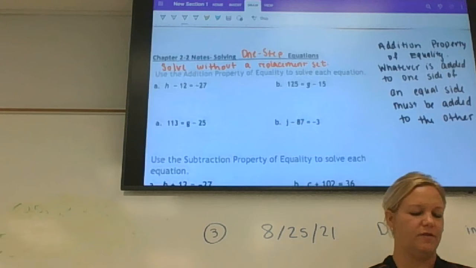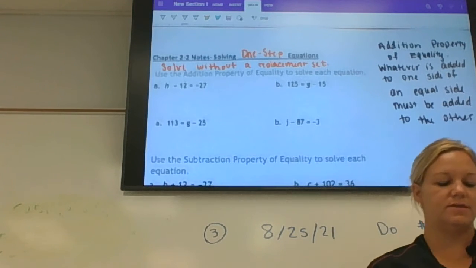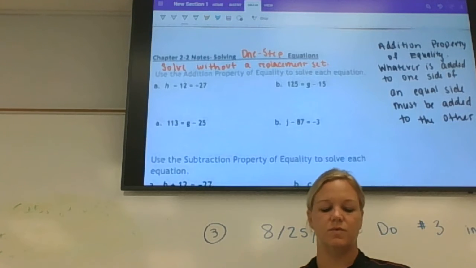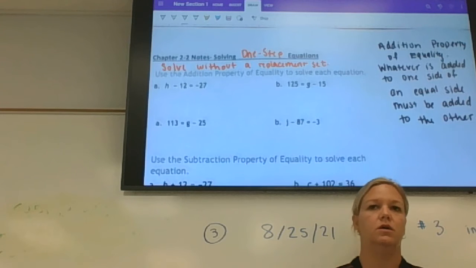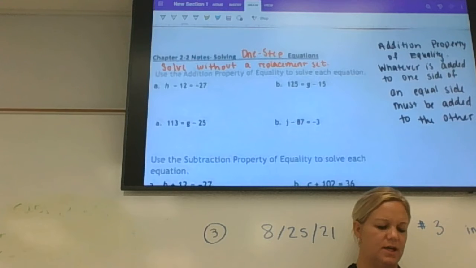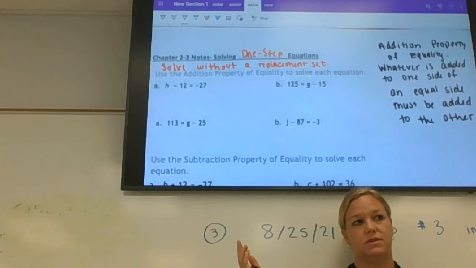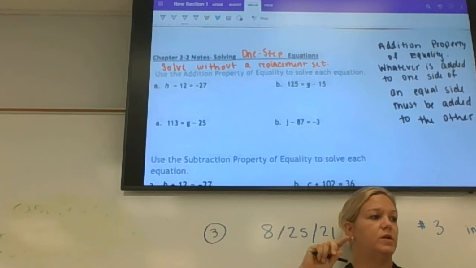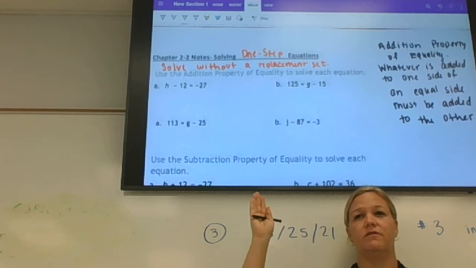Can anybody in letter A figure out what H is? What would H be to make it equal negative 27? What minus 12 would equal negative 27? Go ahead. Negative 15. Negative 15 minus 12 is negative 27. So some people are going to look at that and figure that out. It's a one-step equation. When equations get longer, multi-step equations, it's much harder to look at it and figure out.